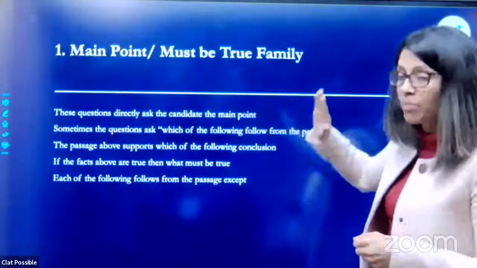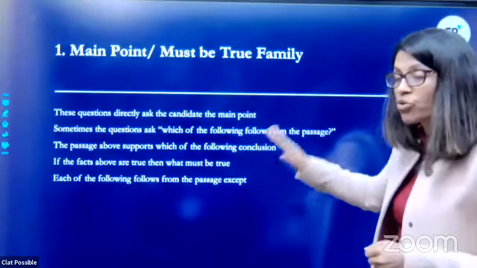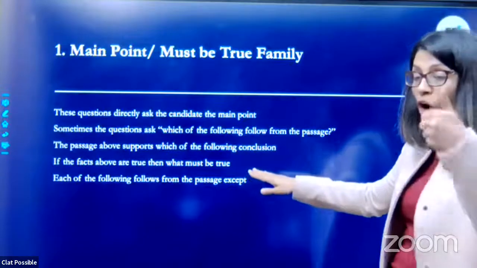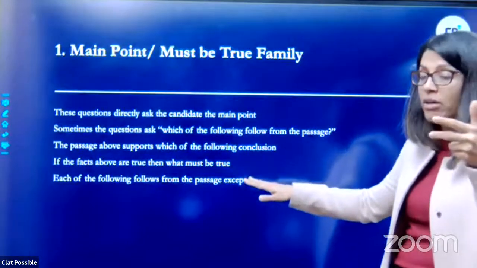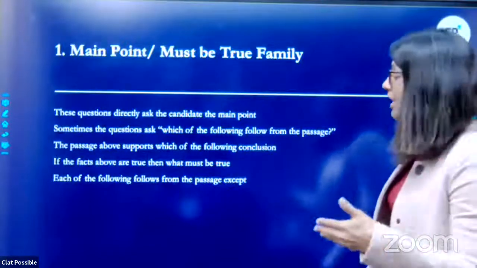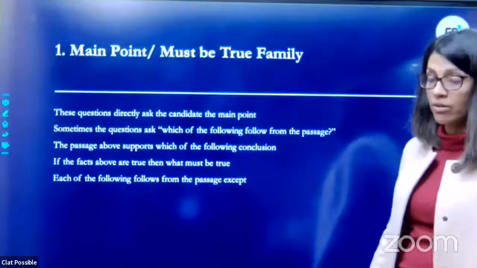What is the main point? What must be true? If the passage above is true, what follows from the passage? So follows, must be true, main point, support. These are the keywords that you see here.